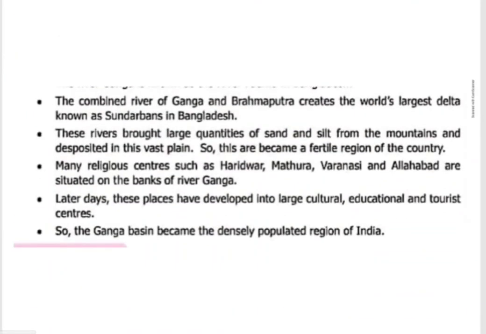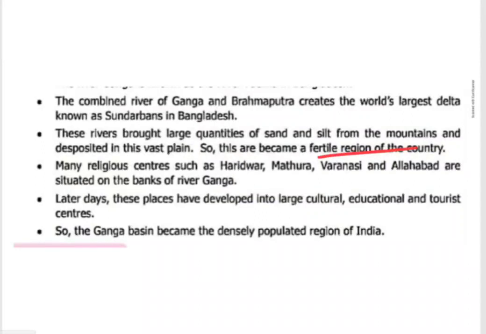Then the next one, the combined river of Ganga and Brahmaputra. These two rivers mix and join in Bangladesh. Mainly in that area they create the world's largest delta, known as Sundarbans. These rivers brought large quantities of sand and silt from the mountains and deposited them in this vast plain. So this region became the fertile region of the country.